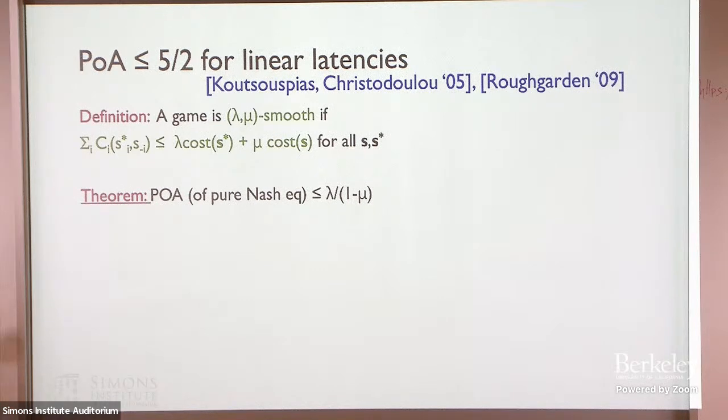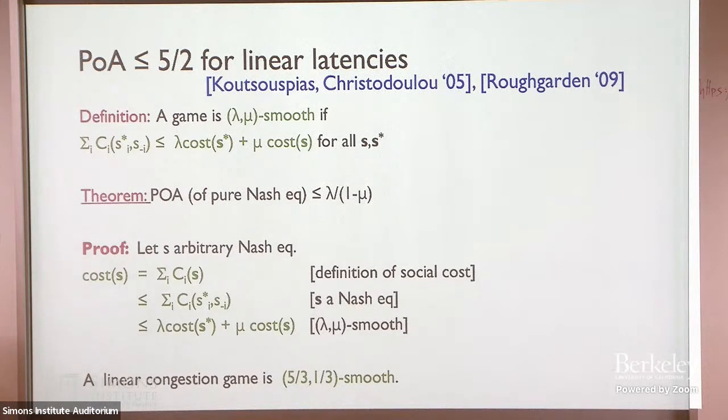As long as this is satisfied, then immediately this results in the following price of anarchy bound, lambda over 1 minus mu. And the proof, which Ralph Gardner understood, is a way to rewrite the initial proof by Koutsoupias and Christodoulou. It just follows from these 3 lines.